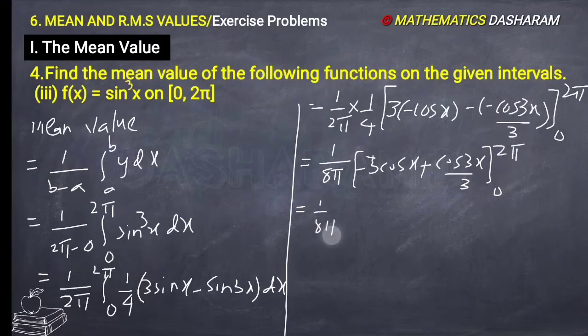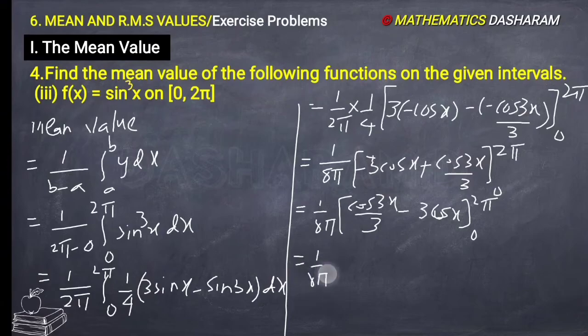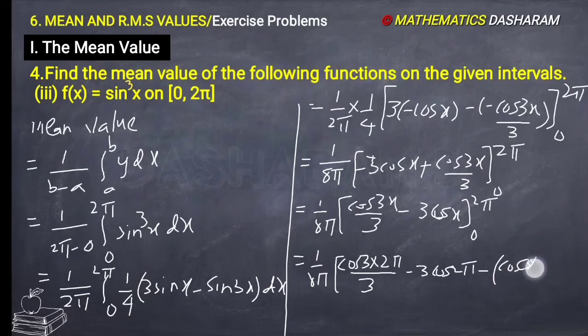So 1 by 8 pi. Here cos 3x by 3, first positive value, next negative value, 3 cos x, 0 to 2 pi. So 1 by 8 pi, cos 3 into 2 pi by 3 minus 3 into cos 2 pi. Next to minus, take the bracket, cos 3 into 0 by 3 minus 3 into cos 0.